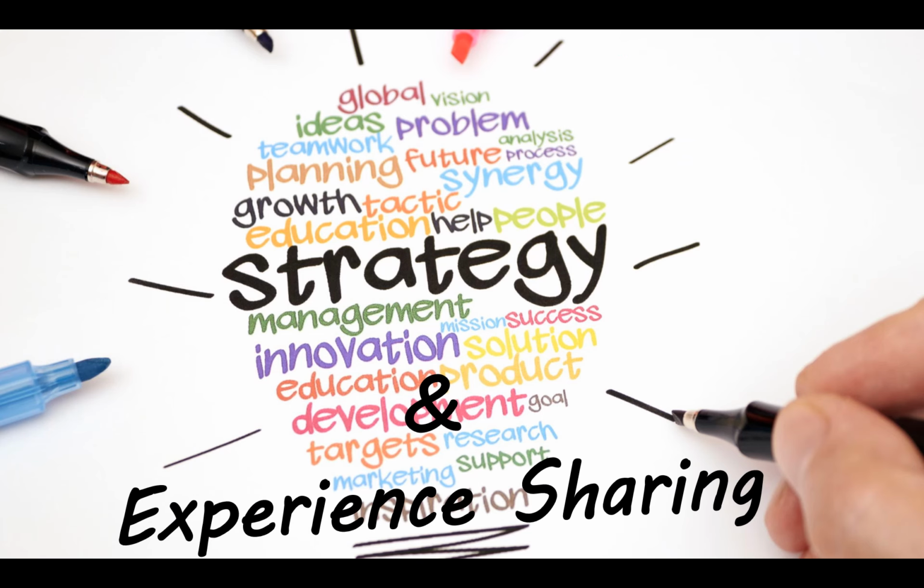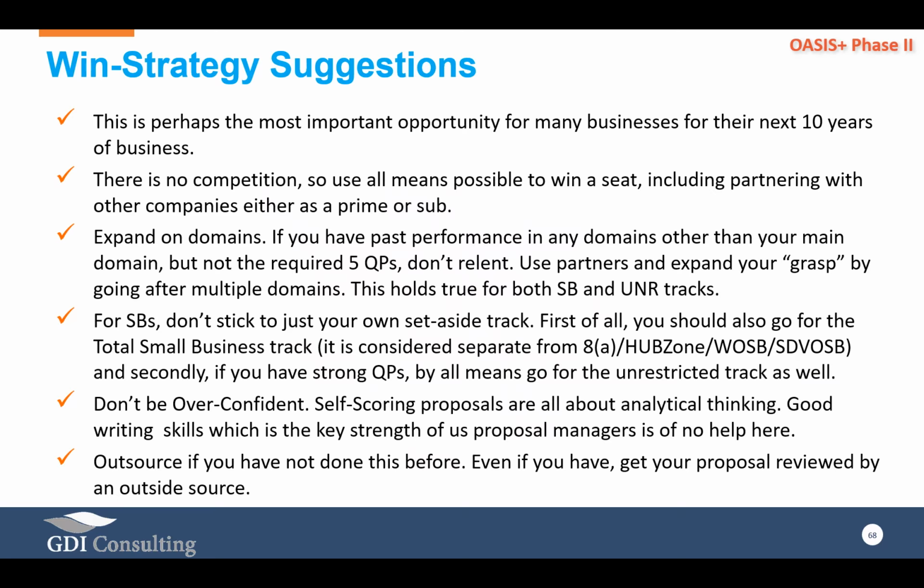Let's now discuss strategy and share some experience. This is perhaps the most important opportunity for many businesses for the next 10 years, or I should say 8 years. There is no competition, so use all means possible to win a seat, including partnering with other companies, either as prime or as a sub. Expand on domains. If you have past performance in any domains other than your main domain, but not the required 5 QPs, don't relent. Use partners and expand your grasp by going after multiple domains. This holds true for both small business and unrestricted tracks.